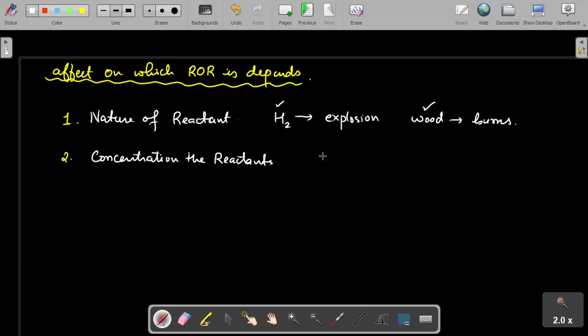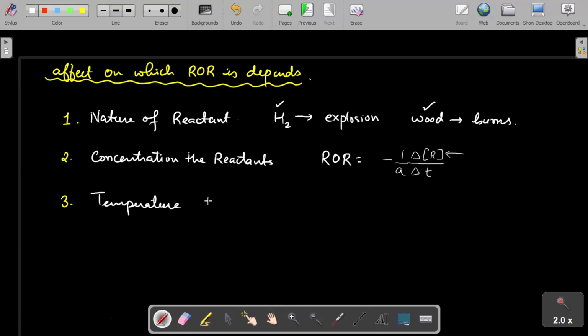Okay, reactants. Already we have known the formula: rate of reaction is equal to minus 1 upon a, change in the concentration of reactant divided by change in time. So if the concentration is more, definitely the rate of reaction will be more. Third point, temperature.